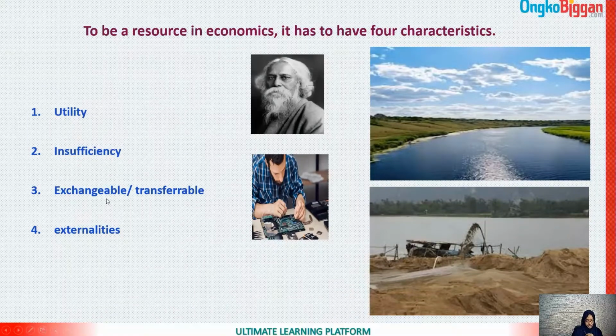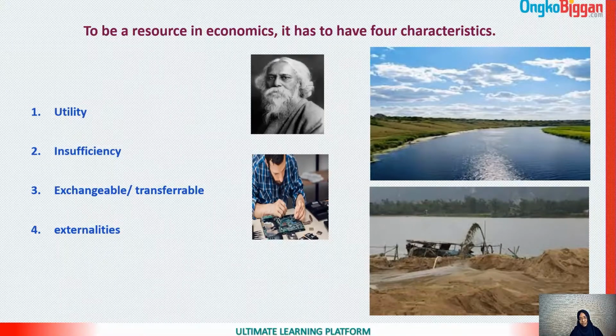Number 3, exchangeable or transferable. Another characteristic of a resource is its transferability. It means the resource can be transferred or handed over to another person. In other words, if the ownership of the goods is transferable or changeable, it is called a resource. And number 4, externalities.